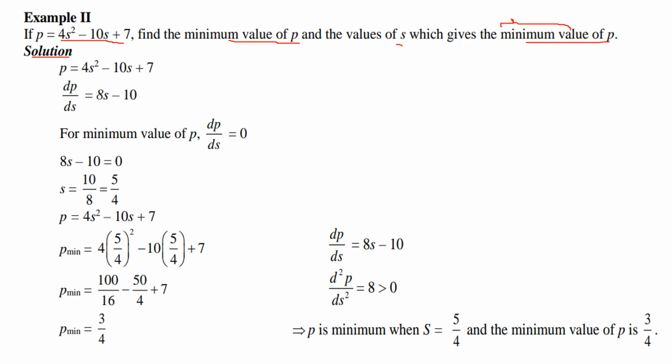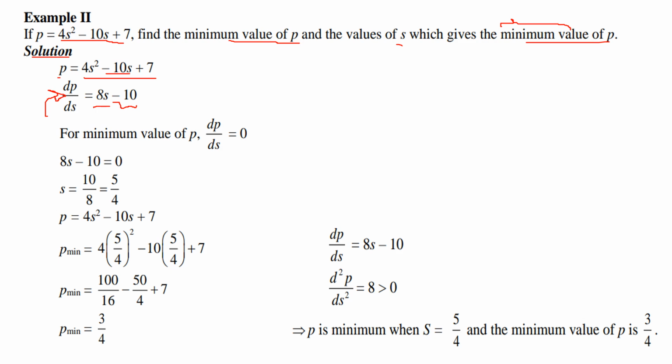To find minimum values or maximum values in mathematics or in any other application, always the first derivative must be equal to 0, just like we have been looking at stationary and turning points. First of all, we rewrite our expression, p equal to 4s squared minus 10s plus 7. We find the first derivative of p, which is dp/ds. Differentiating 4s squared, you end up with 8s, and differentiating negative 10s, you end up with negative 10.